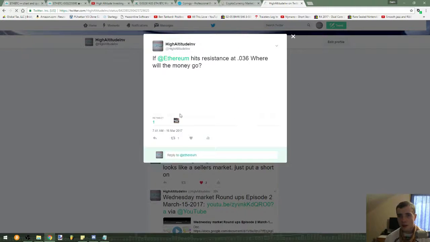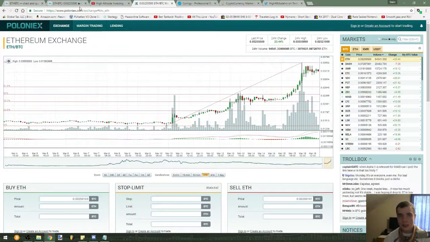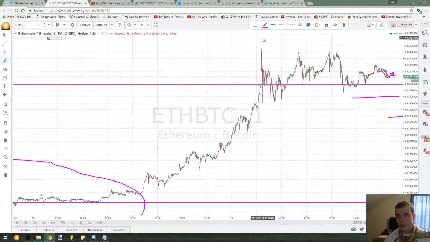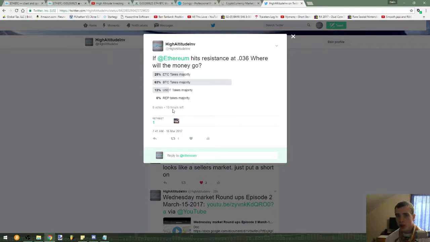Now, if you want to go to my Twitter and vote, I've been talking about Ethereum hitting its recent resistance, and I think it will hit resistance around the 3.6 range again right here. And if it does, and it doesn't break above it, then I have this poll going on for 19 hours. So if you're watching this, within the next 19 hours, go ahead and vote on where you think the money is going. I personally agree with the majority, which is about 63% of the people that have voted think that it's going to go into Bitcoin.